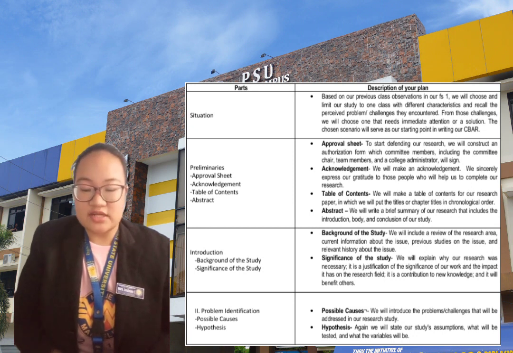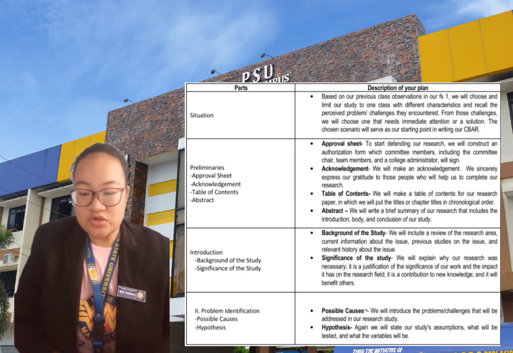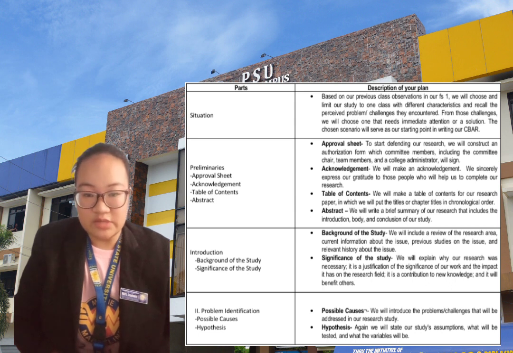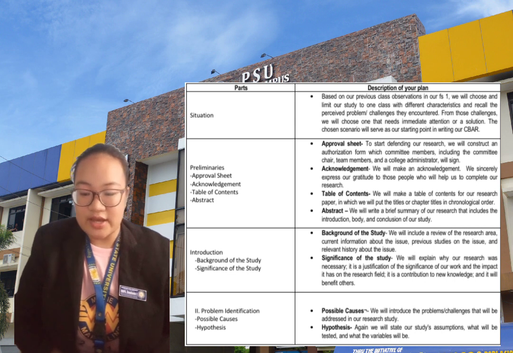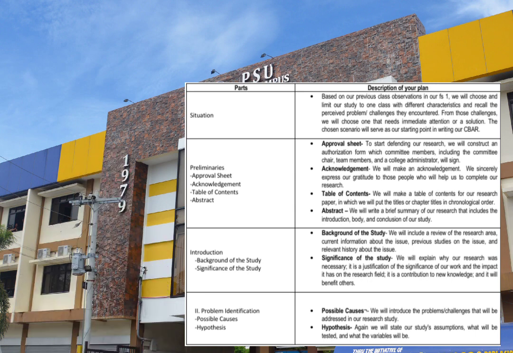Background of our study. We will include a review of the research area, current information about the issue, previous studies on the issue, and relevant history about the issue. Significance of study. We will explain why our research was necessary, a justification of the significance of our work, and the impact it has on the research field. It is a contribution to new knowledge and it will benefit others.